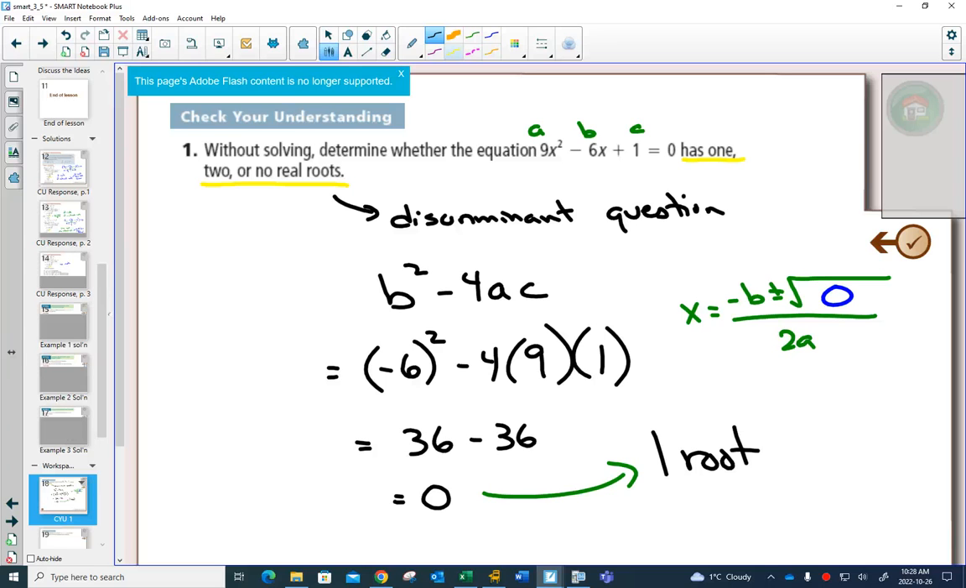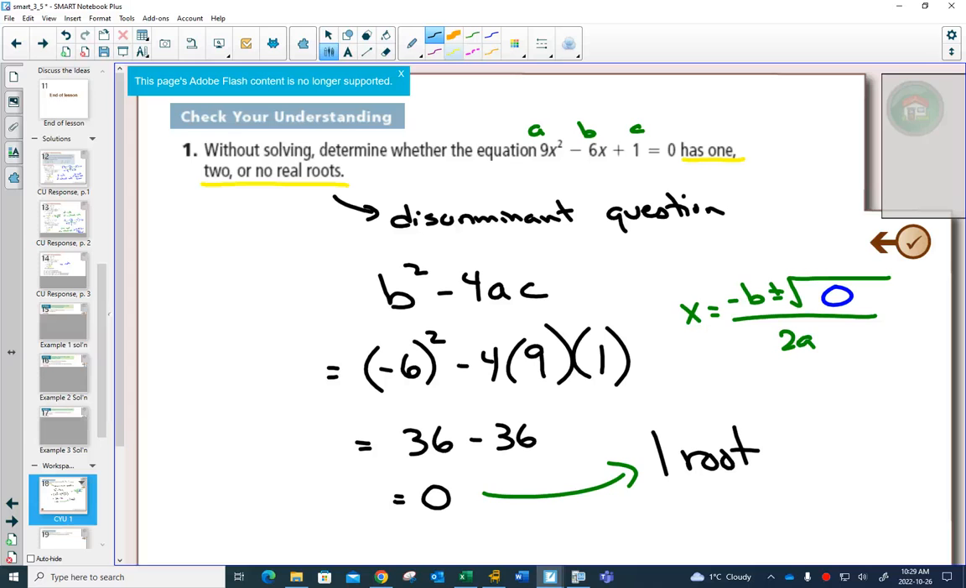Now, I sometimes find these questions a little bit odd, like they say, without solving. You could solve it and find the answer that way too, right? You could solve it, find out there's one answer, and go, there's one answer. And I don't think that would be a bad thing. In fact, it tells you more information. It tells you there's one answer, and you've actually found it.